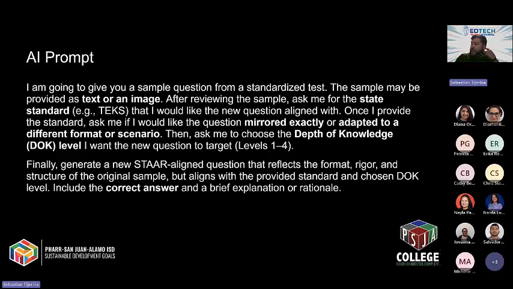This is where the DOK level comes in handy. Again, we don't want to create all of them DOK level 3s, DOK level 4s, DOK level 1s, X, Y, Z, right? I want the new question to target, or that you want it to target, levels 1 through 4, excuse me. Finally, generate a new STAAR-aligned question that reflects the format, rigor, and structure of the original sample, but aligns with the provided standard and chosen DOK level. Include the correct answer and a brief explanation or rationale.